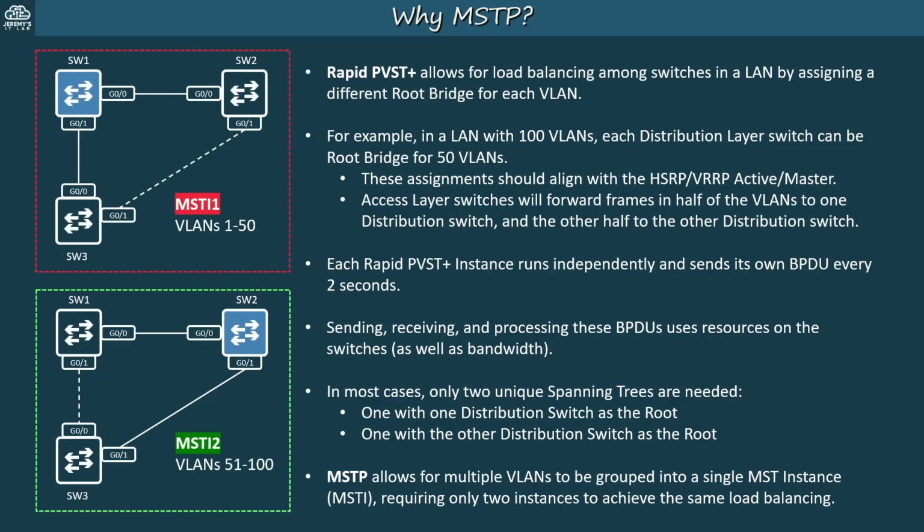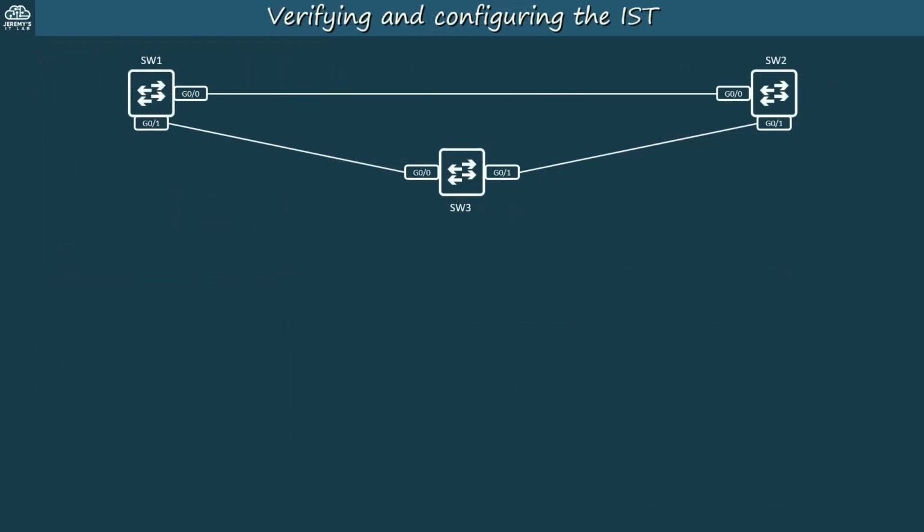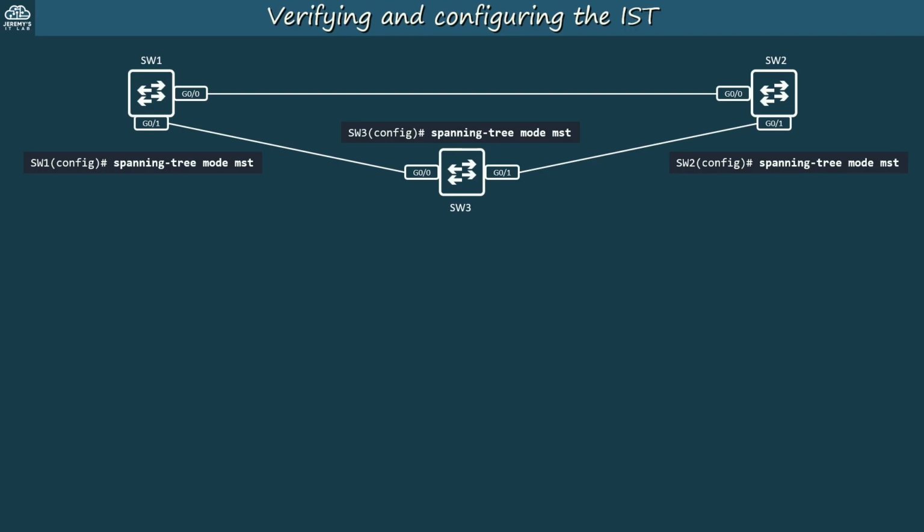In reality, there is also a third one operating in the background, MSTI0. Let's move on to look at MSTP configuration and cover some more details of how MSTP works, including the role of MSTI0. Here are those three switches. To see how MSTP works with its default settings, let's use spanning-tree mode mst to enable it on these switches. Modern Cisco switches run rapid-pvst+ by default, so you need to use this command to enable MSTP.